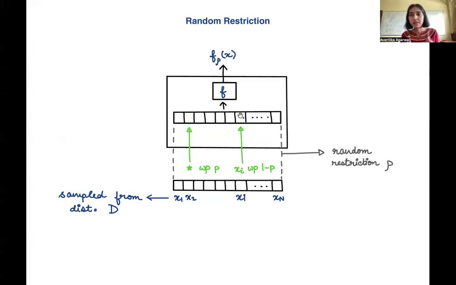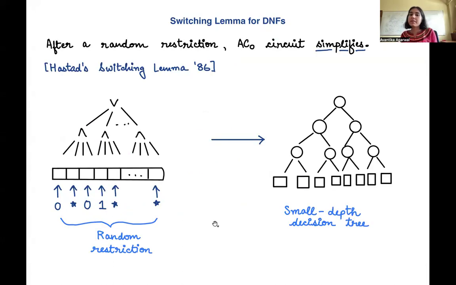So for every input bit independently, you leave it unrestricted with probability p and you restrict it with probability 1 minus p, in which case you set it to a value that is told to you by this input x you sampled from the distribution. So these are our random restrictions. And now, what do we do with this random restriction? The random restriction method says that after applying a random restriction, an AC0 circuit simplifies.